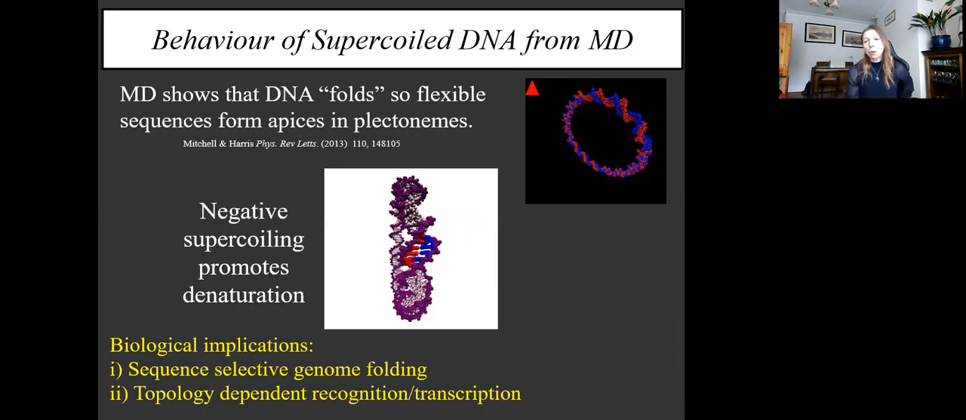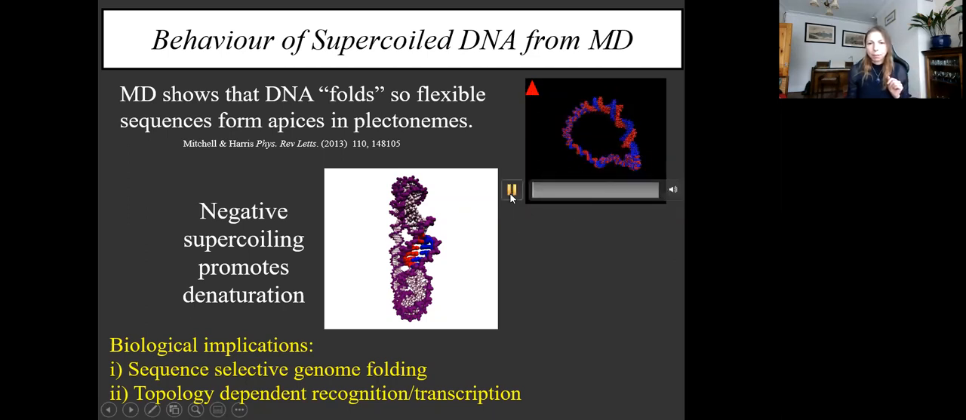So we've done quite a few of these over the years. Just to give a whistle-stop tour of the types of things that we found: the simulation on the top right, which I'm going to show you in a minute, has a red triangle in the corner. That red triangle is for caution, because it means this simulation has been run using an approximate implicit solvent model. These models have been very useful for studying the shapes of supercoiled DNA because, in the absence of solvent friction, the exploration of conformational space is far more rapid, as you will see. So anything with a red triangle is an approximate implicit solvent simulation.